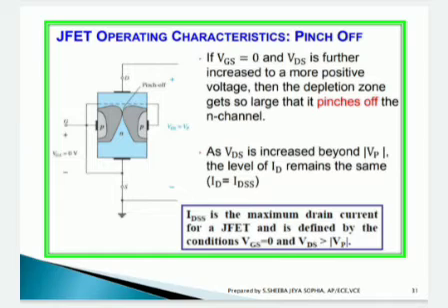So in JFET operating characteristics, if VGS is equal to 0 and VDS is further increased to a more positive voltage, then the depletion zone gets so large that it pinches off the N channel. As VDS is increased beyond VP, the level of ID remains the same. IDSS is the maximum drain current for a JFET and is defined by the condition when VGS is equal to 0 volt and VDS is greater than VP.